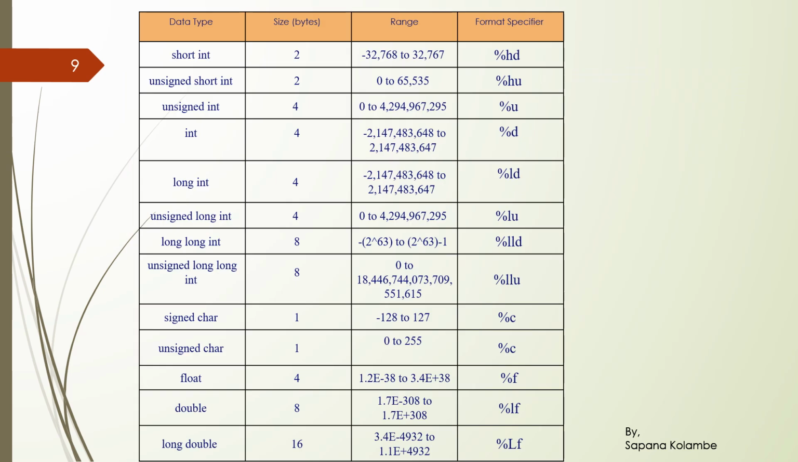So these are the different data types along with their sizes, their ranges and their format specifiers. Generally we are using integer, character, float and double. Integer has size 4 with %d as the format specifier. Float has size 4 with %f as the format specifier. Double has size 8 and the format specifier is %lf. Character has size 1 and %c is the format specifier. So these are the 4 main data types which we are using.